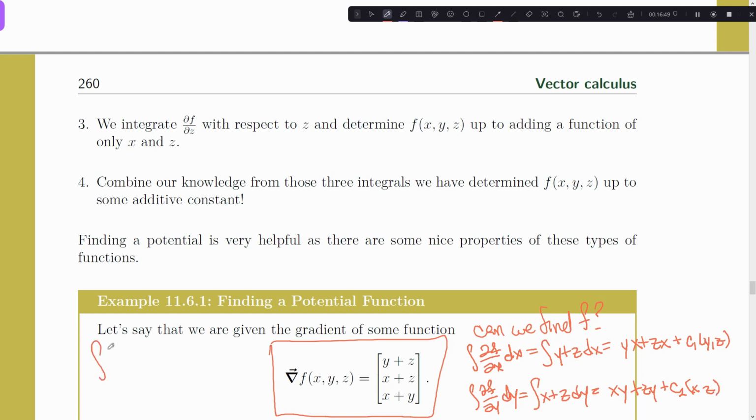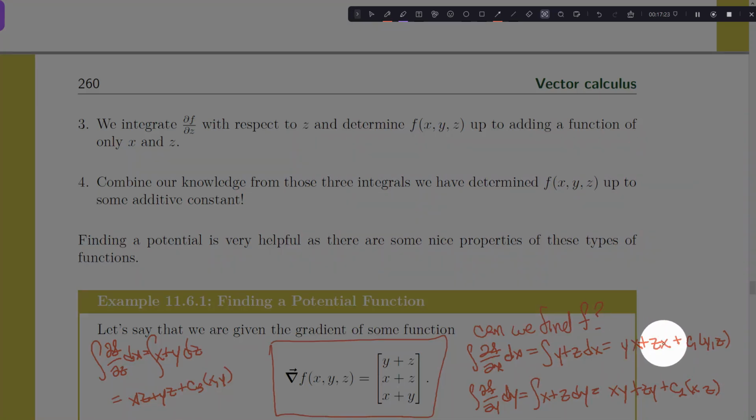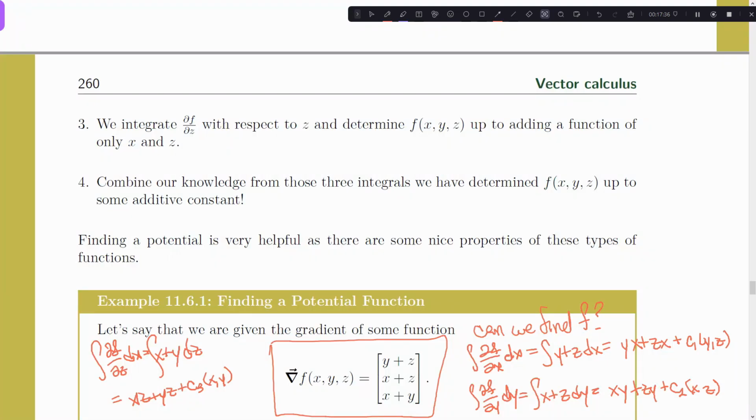And if I integrate with respect to z, I have x plus y dz, which is xz plus yz plus a constant in the variables x and y. And now if I compare all three, I see that I have a yx and a zx in the first one. I have an xy and a zy in the second one, and I have an xz and a yz in the third. So I need to find things to add in the other two variables in each case so that I make all three of these the same.